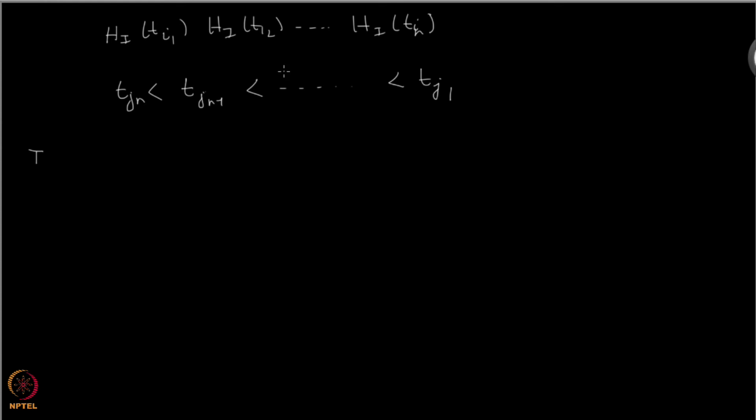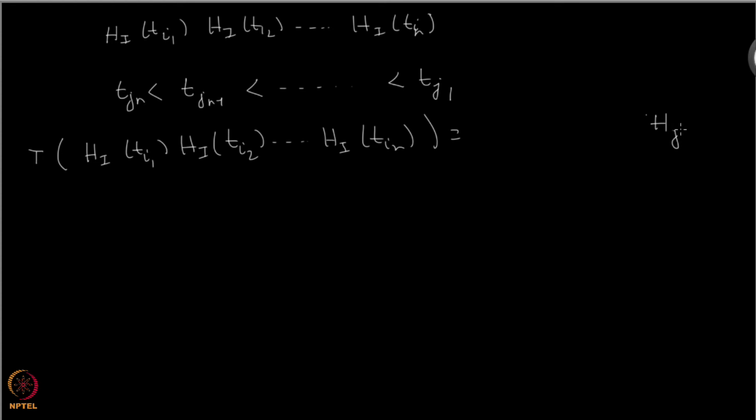Then I define a time ordered product of these H operators, Hi of ti1, ti2, up to Hi of tin, as follows. You should take the smallest one and put it first. So I am saying that this is the smallest one, so this comes first, then Hi of t_j_(n minus 1), and so forth, and then you end up with Hi of t_j_1. Okay. So this is what is called the time ordered product of these operators.